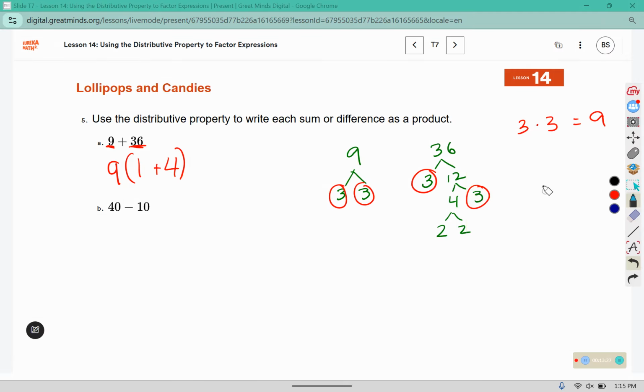In this next one, I see that a common factor between 40 and 10 is 10. 40 is 10 times 4, and 10 is 10 times 1.